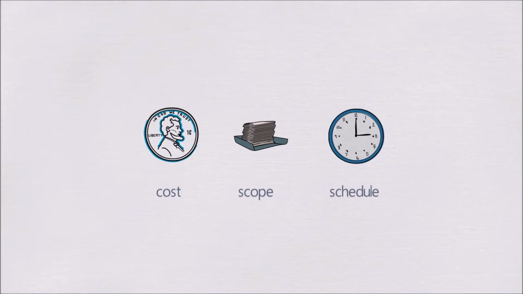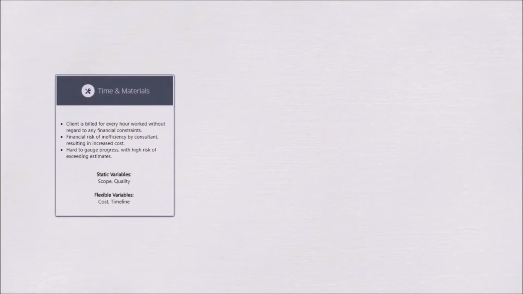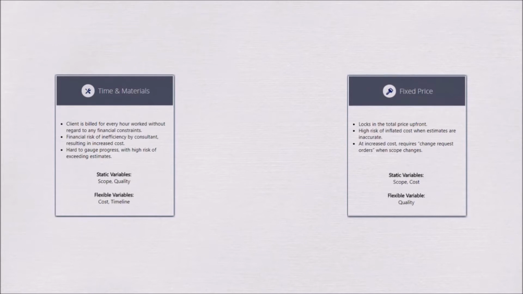A lot of complexity goes into building a great software product. This makes software development projects more difficult to price than other products. The first and most common method of pricing out software development services is called time and materials. Here, the client is billed for each hour worked without any financial constraints. This produces high financial risk of inefficiency by the contractor and makes progress hard to gauge.